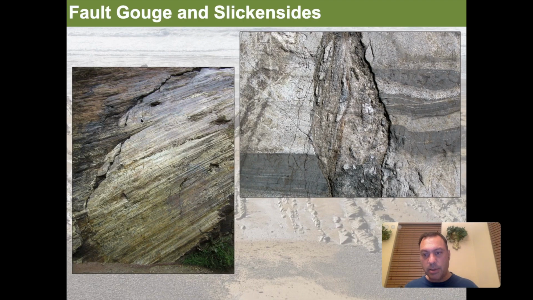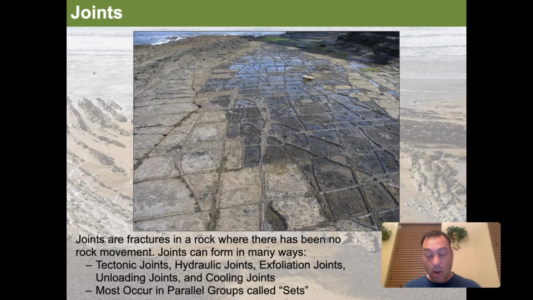as the fault slides along. All right, so the third type of deformation, we've talked about folds, which is ductile. We've talked about faults, which is brittle. The third one is joints. So the difference between a fault and a joint is that joints are fractures in a rock where there has been no rock movement. This is unlike a fault where there's clearly offset. Things are sliding past one another.